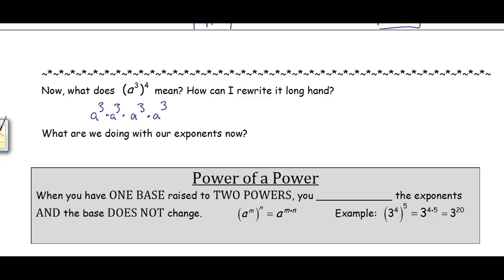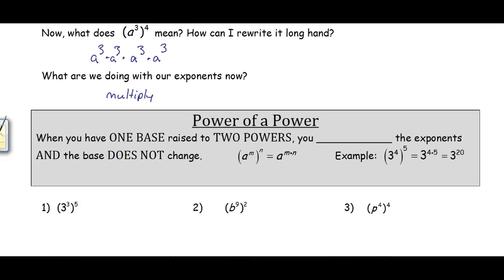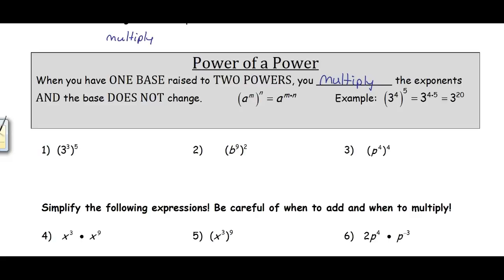So what are we doing with our exponents now? Okay, this is a little different. Now we're going to multiply our exponents. So when you have one base raised to 2 powers, you multiply the exponents and the base does not change. Okay, so in our example, 3 to the 4th raised to the 5th is 3 raised to the 4 times 5. You get 3 to the 20th.